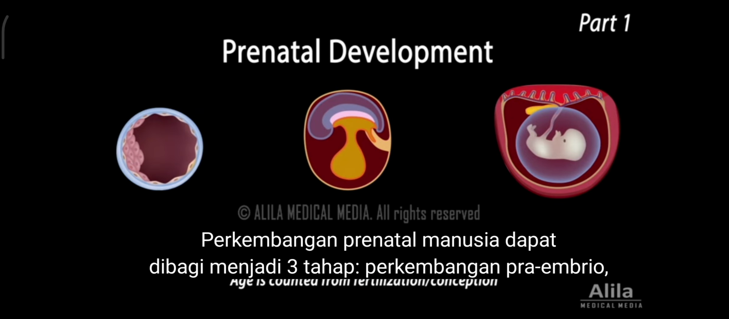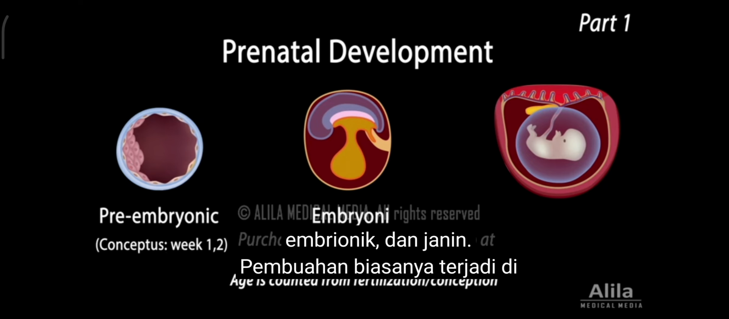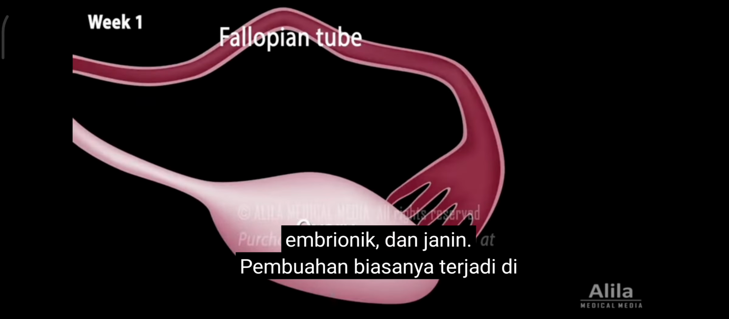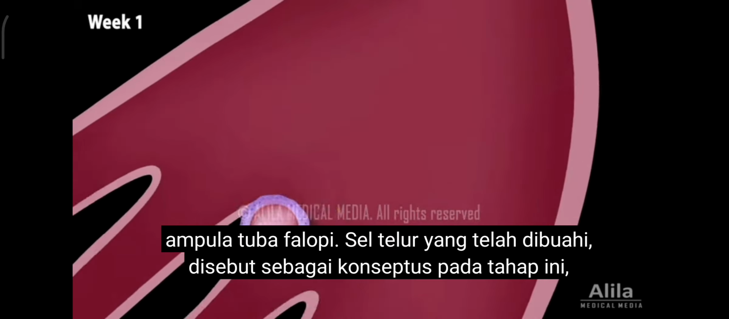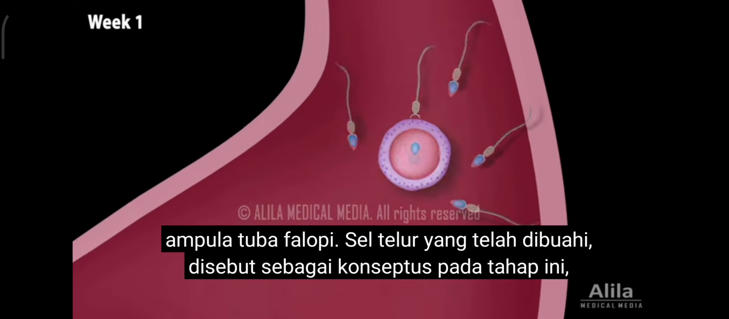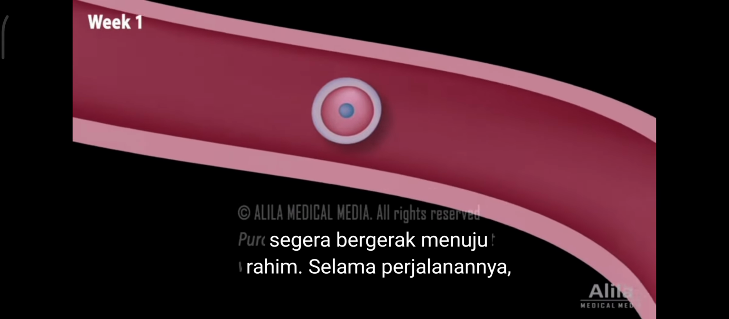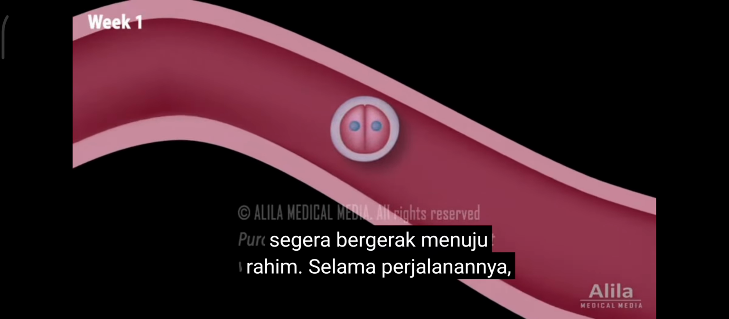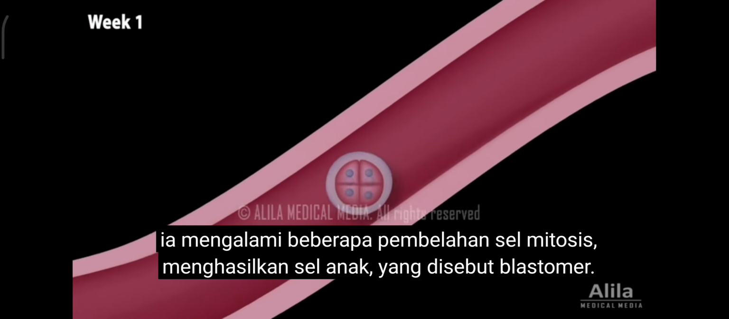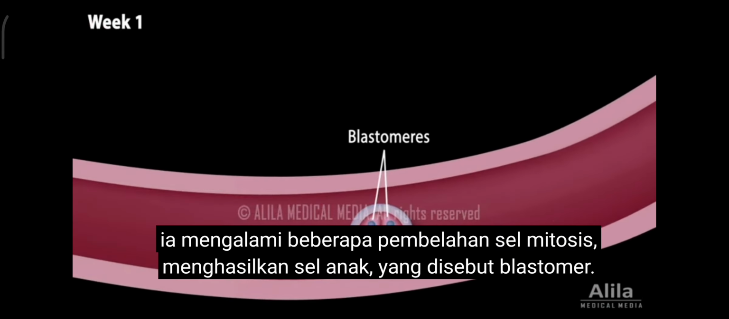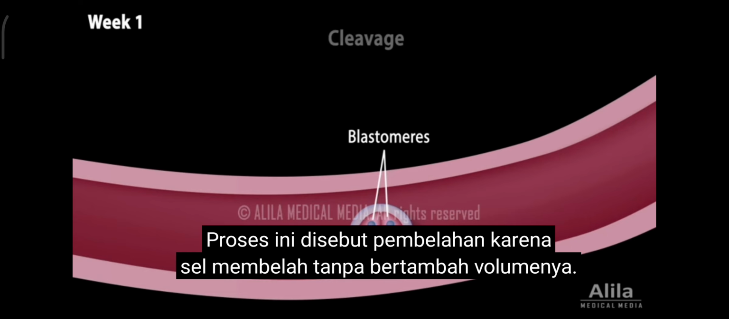Human prenatal development can be divided into three stages: pre-embryonic, embryonic, and fetal development. Fertilization usually occurs in the ampulla of fallopian tube. The fertilized egg, referred to as the conceptus at this stage, immediately travels toward the uterus. During the journey, it undergoes several mitotic cell divisions, producing daughter cells called blastomeres. This process is known as cleavage because the cells divide without growing in volume.